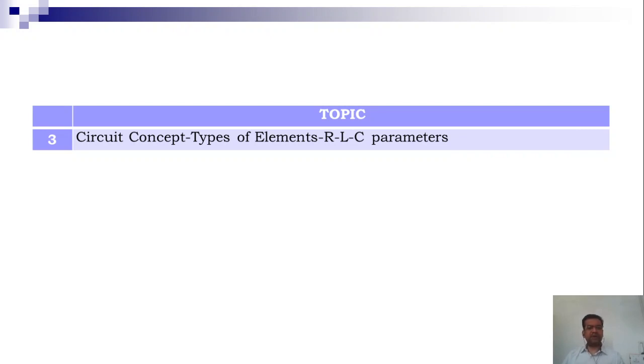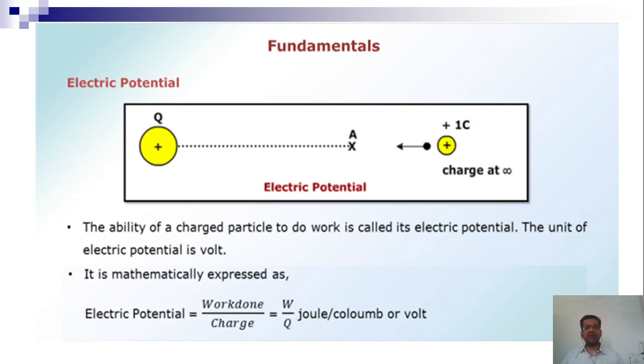Coming to the basic types of passive elements, which we call RLC parameters, just before entering into that, we will try to know the basic concepts of electric potential. Everyone knows that electric potential is nothing but work done per charge, that is, how much work we have done with respect to charge. We call it joules per coulomb.